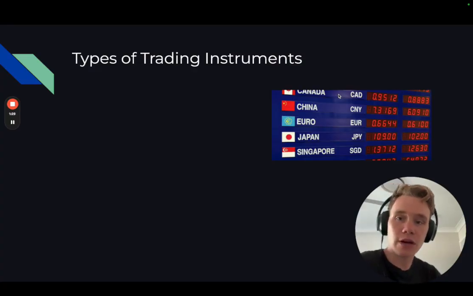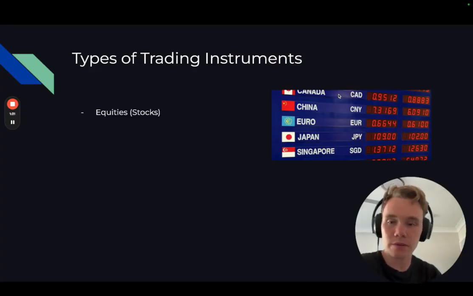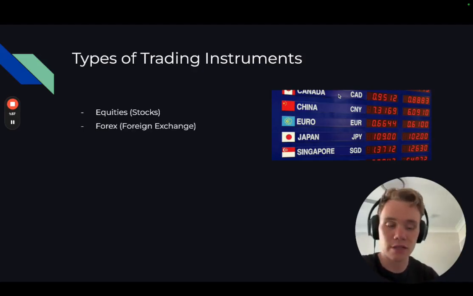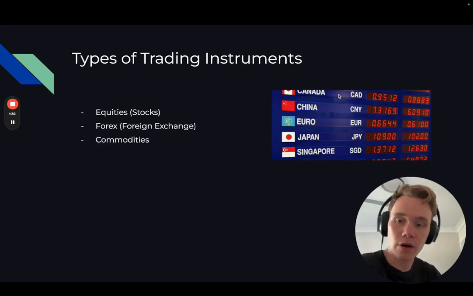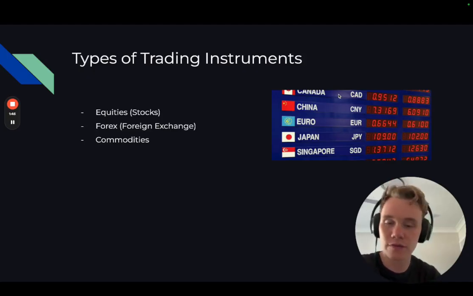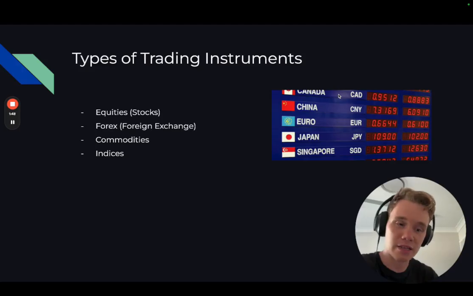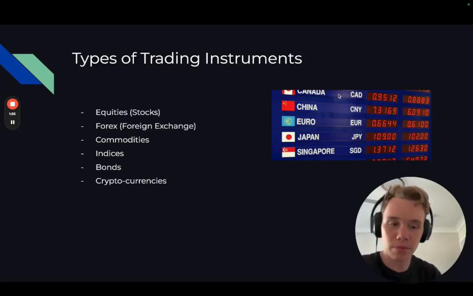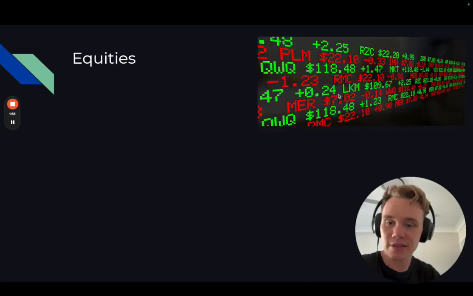So a few types of trading instruments. We've got equities, which are the stocks. We have forex, which is the foreign exchange or cross-currency trading. We have commodities and indices. Going back to commodities, these are like gold, silver, and agricultural products, for example. Indices like the S&P 500 are collections. We'll dive through these in a few more slides, but just as a rough overview, bonds and cryptocurrencies. I'm sure we all know what those are.